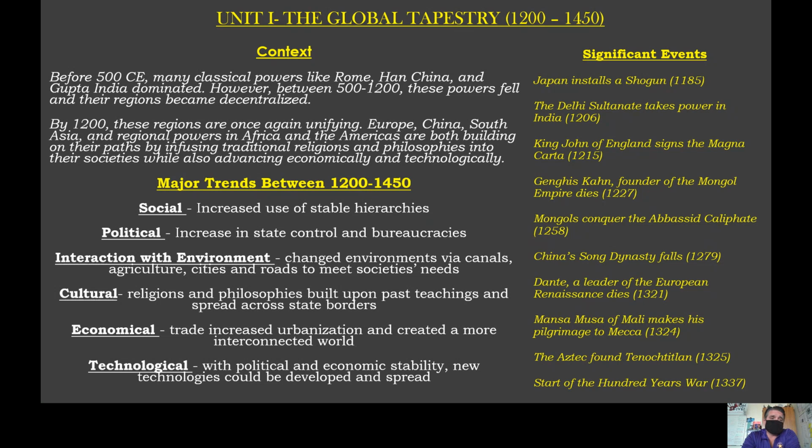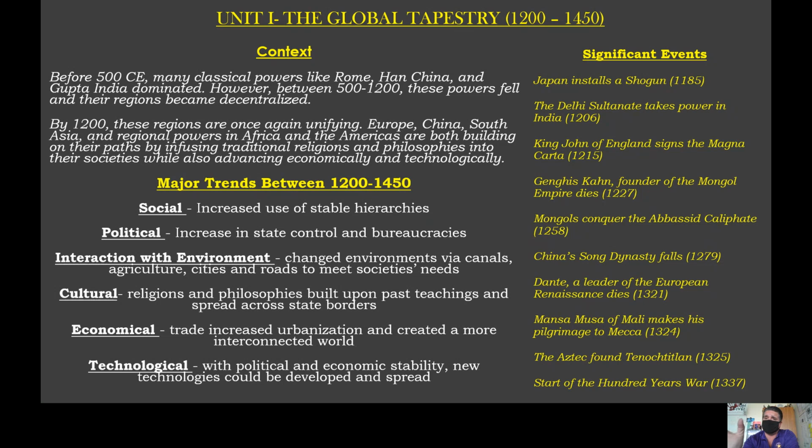By 1200, these regions are once again unifying. Europe, China, South Asia, and regional powers in Africa and the Americas are both building on their past by infusing traditional religions and philosophies into their societies while also advancing economically and technologically. You need to know some of the major trends. We'll get into who's all around here in a second and some of the big time events. But think about things true of this time period that just about everybody's into. That's part of periodization. So as far as social trends, you start to see the increased use of very stable social hierarchies.